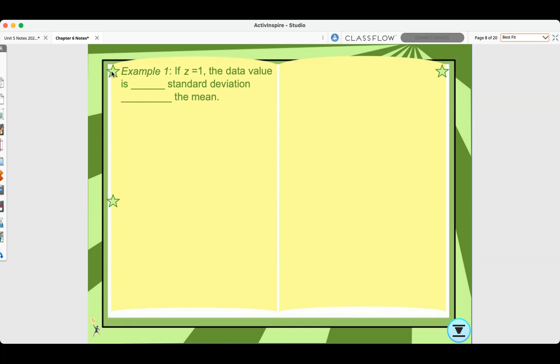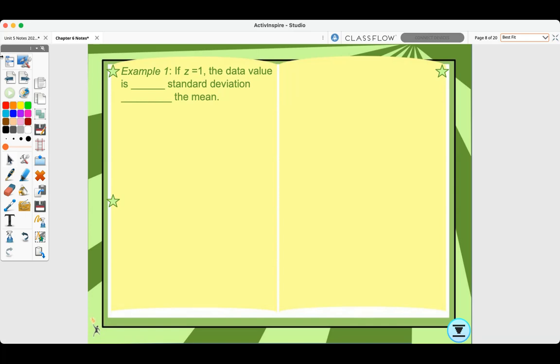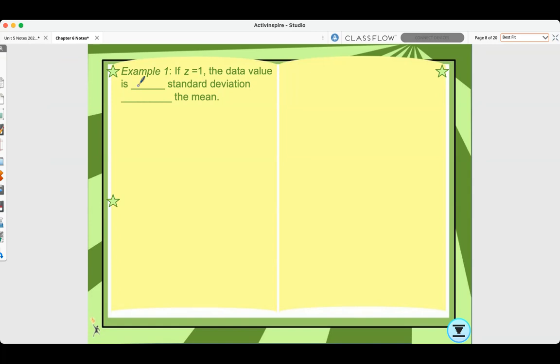Example 1. If z equals 1, the data value is blank the standard deviation, blank the mean. So think about that and come up with your answer. You should have one standard deviation above the mean. Example 2, if z is blank, the data value is 2.5 standard deviations below the mean. So take a moment and think about that one. You should have negative 2.5.